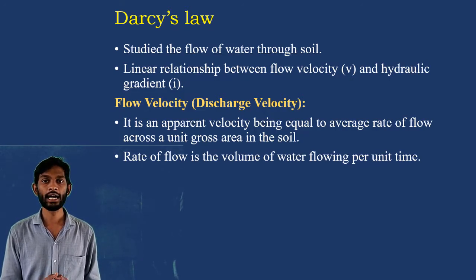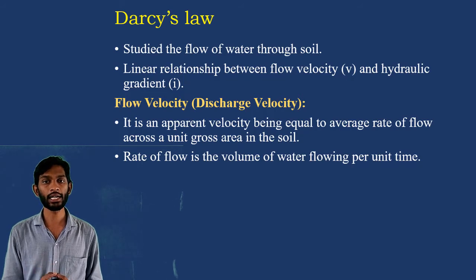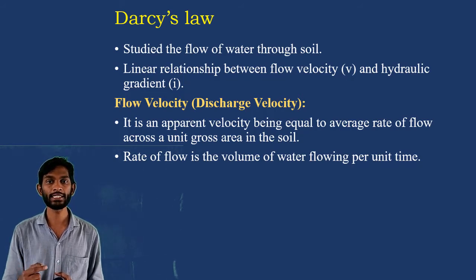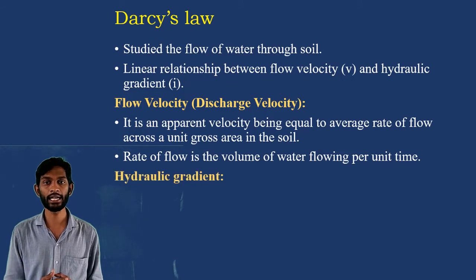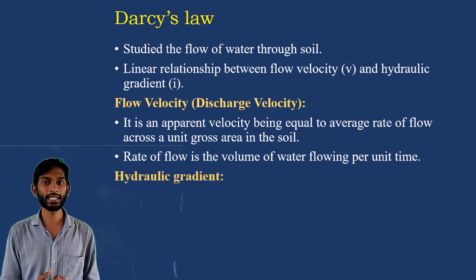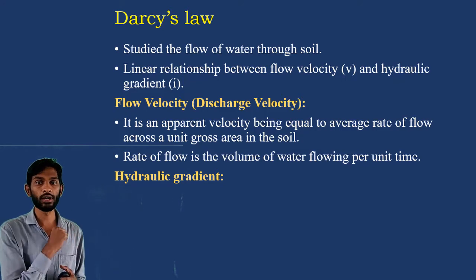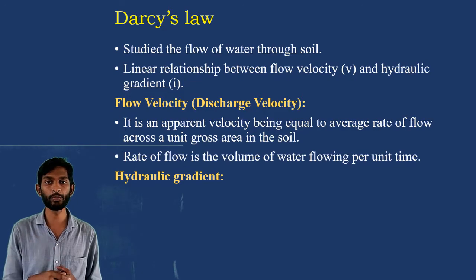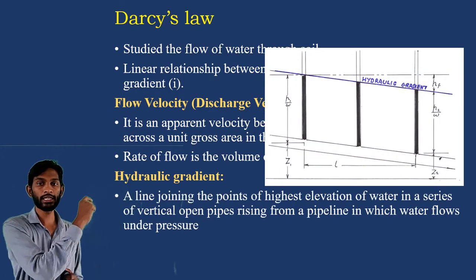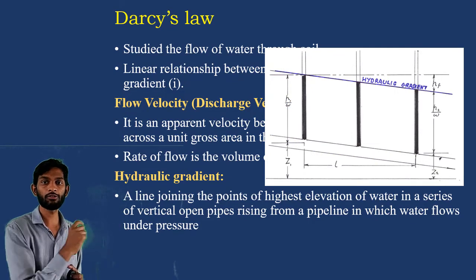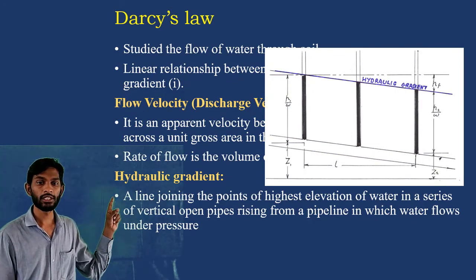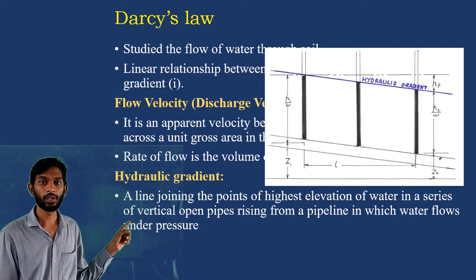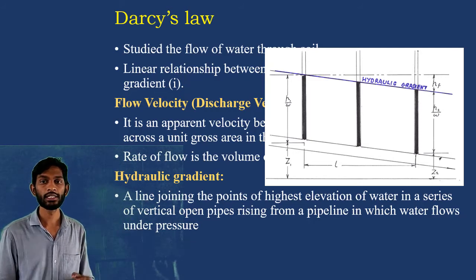Now the second thing is hydraulic gradient. You all know that hydraulic gradient i equals h by L, where h is the height and L is the length. Here, if you take a water passing tube and insert two manometers or two piezometers, the level of water in the first tube will not be equal to the level of water in the second tube, as you can see here. The level of water in the first tube is a little higher than the level of water in the second tube, whereas the level of water in the second tube is a little higher than the level of water in the third tube.